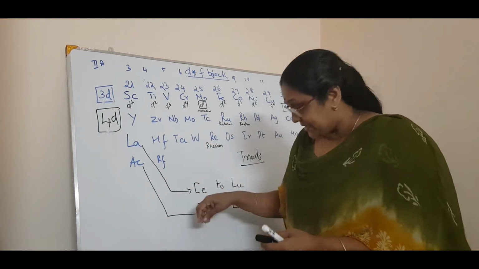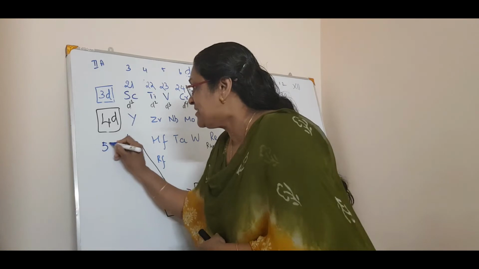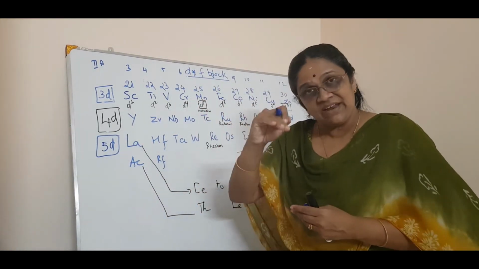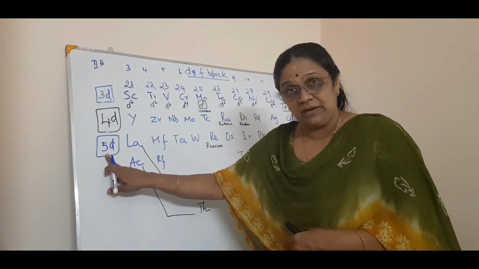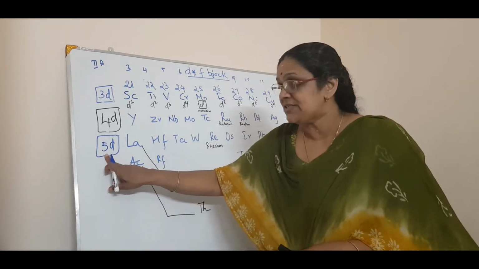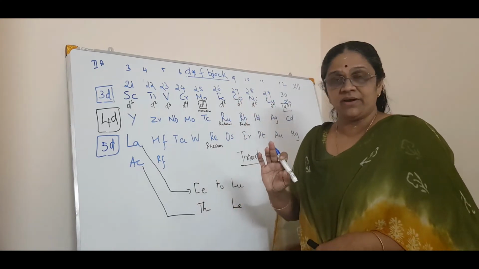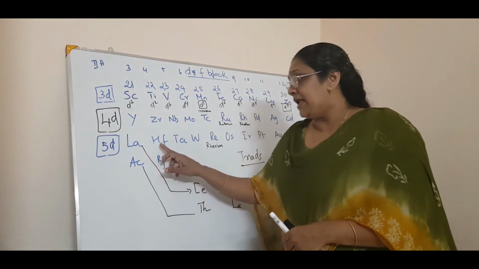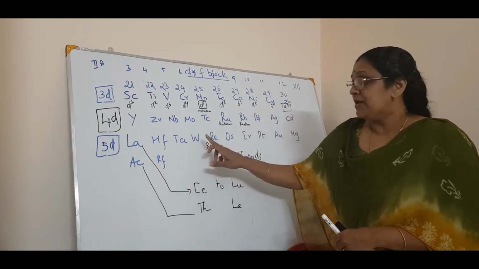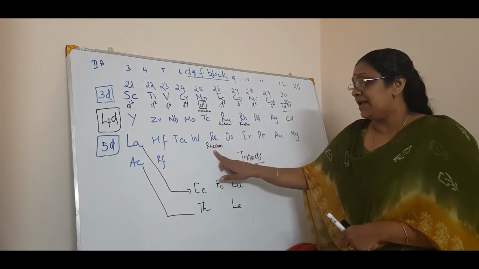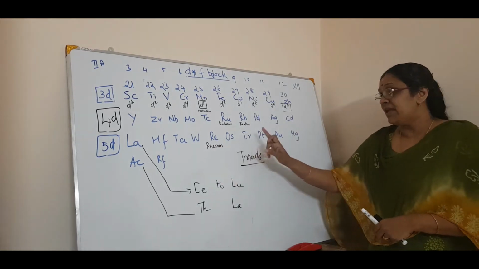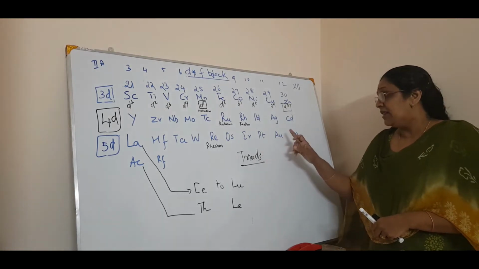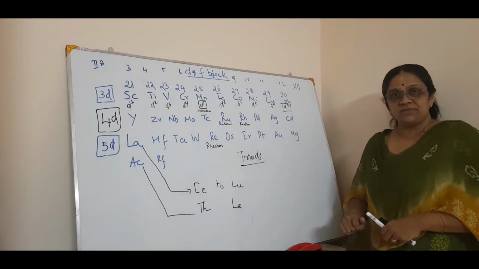Okay. And next is the 5D series. 5D series means here also in the d orbitals the electrons are entering in the 5th shell or 5th orbit. Principal quantum number is 5, that is n is equal to 5. Correct. This also is a very important series, starting from lanthanum, then hafnium, then tantalum, then tungsten, then rhenium, then osmium, iridium, platinum, you know platinum, noble metal, then gold and mercury.